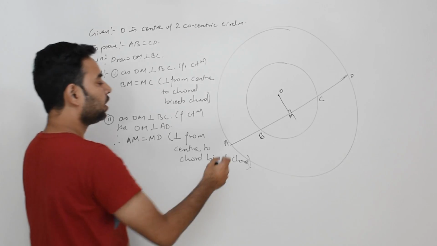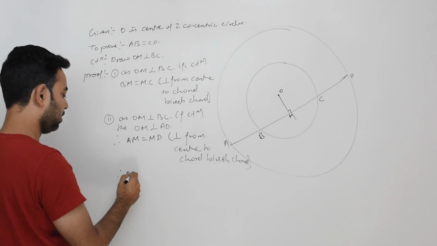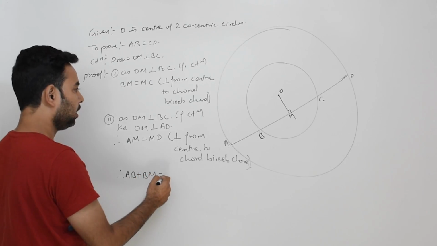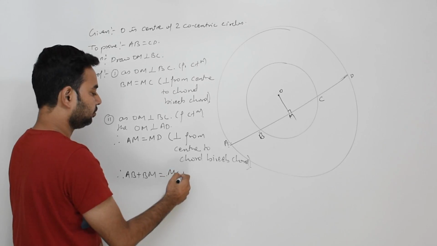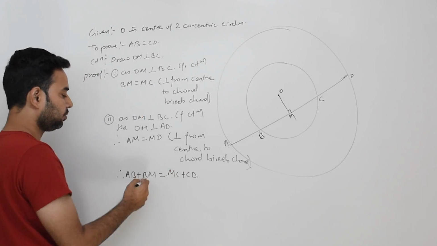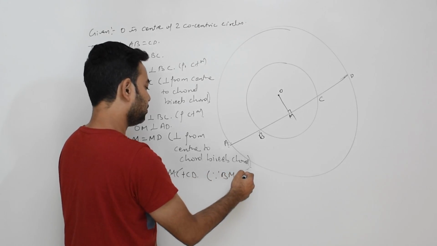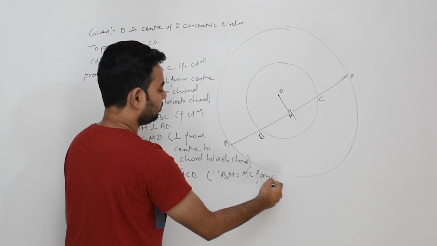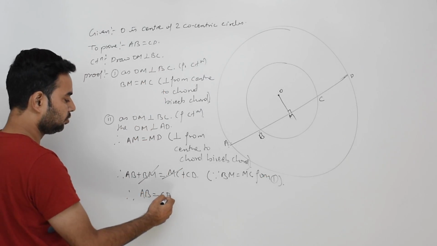Therefore, we can write AM as AB plus BM, and MD as MC plus CD. Now, BM equals MC, since BM is equal to MC from 1. Therefore, AB is equal to CD.